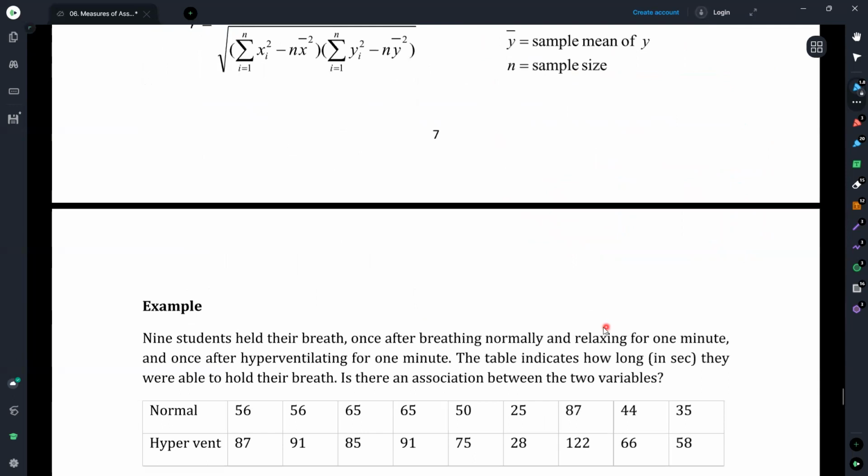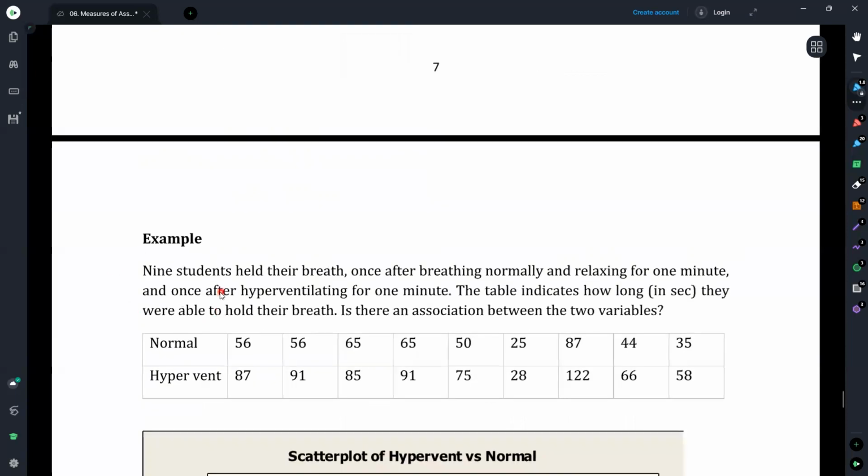As an example, here we have considered that 9 students held their breath once after breathing normally and relaxing for 1 minute, and once after hyperventilating for 1 minute. Here we are considering the same 9 students under the normal condition as well as under the hyperventilated condition. And this would be the set of values that we get for student number 2 under the normal and hyperventilated conditions, and these would be the values obtained for student number 9.